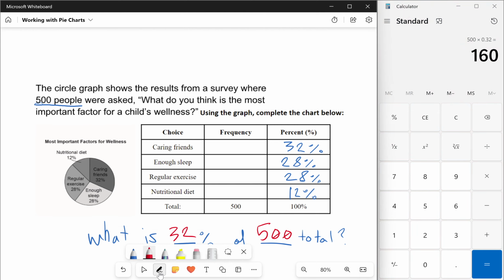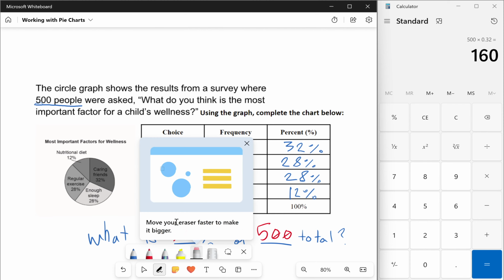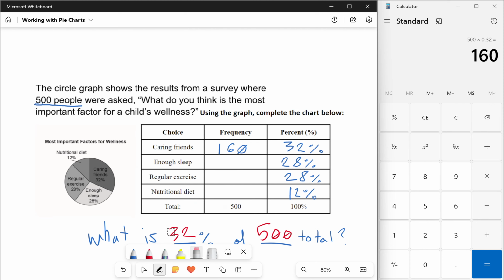Very nice, good answer. I'm going to put that in, 160. So 160 real people chose that answer. That made up 32% of our participants. Okay, not bad. So I'm just going to erase this 32% because that's going to change when we go down to enough sleep.